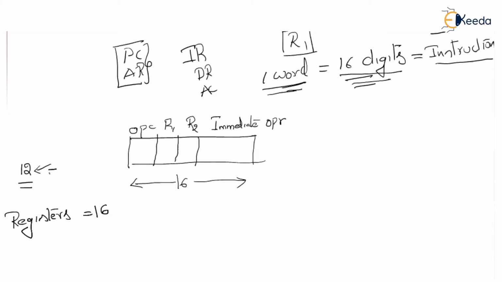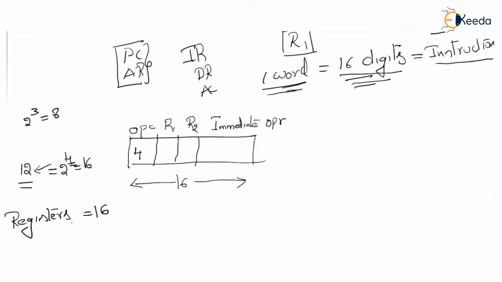12 opcodes require 3 digits, rather 4 digits, because 2 power 4 is equal to 16. So I do require 4 digits. 3 digits are not sufficient, because 2 power 3 is equal to 8, which is not sufficient to represent a total of 12 instructions. So opcode will require 4 digits.